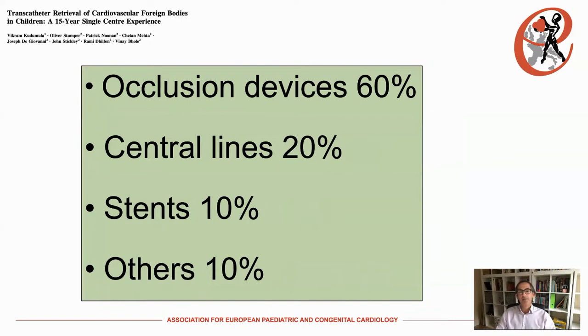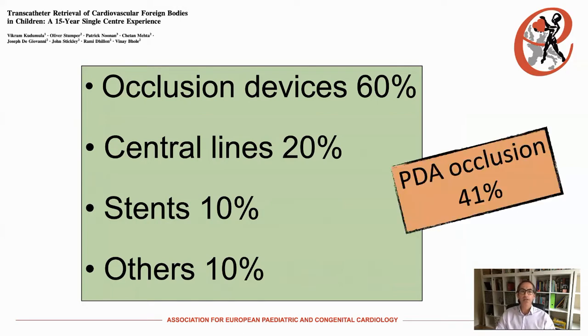Of the total number of embolized devices, 60% were occluder devices such as coils, ASD, PDA, and VSD devices. Central lines represented 20%, followed by stents and others at 10% respectively. In terms of the procedures, PDA occlusion was the clear winner, with just about 40% of the embolization cases being related to this procedure.